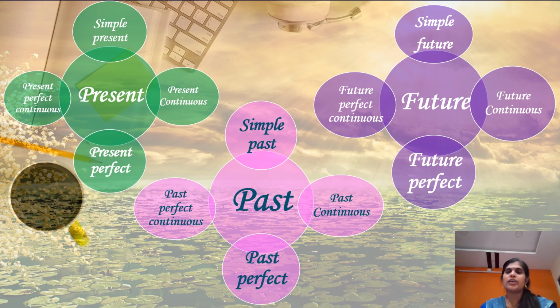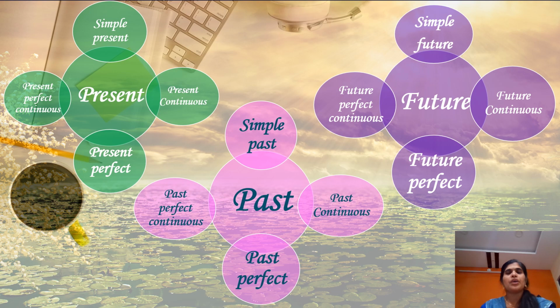Here is the clear-cut picture of present tense, past tense, and future tense. Each tense is again subdivided into four different tenses. That is, if we are speaking about the present tense, it is divided into four subtenses like simple present, present continuous, present perfect, and present perfect continuous.